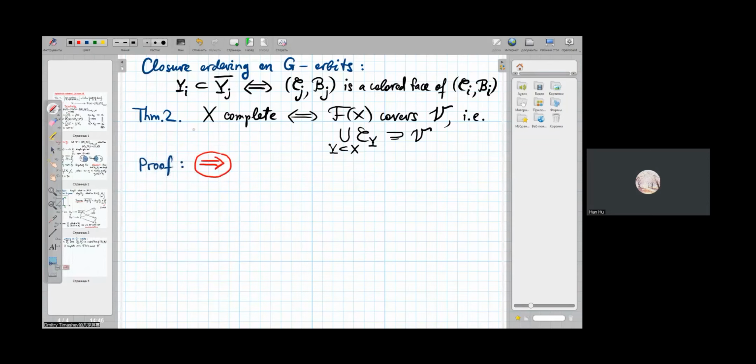So let's proceed with the proof of this direction. Suppose X is complete, and suppose that the fan of X does not cover the evaluation cone. This means that there exists a vector in the evaluation cone which does not belong to the union of cones corresponding to G-orbits in X, to the union of cones in the fan.